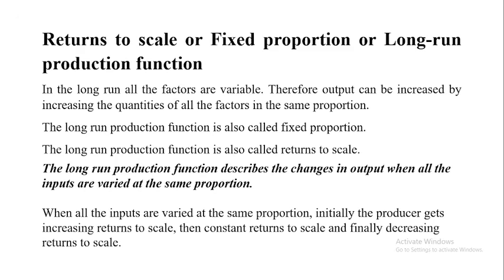And at later stages of production, we will be experiencing decreasing returns to scale. That means when we increase all the inputs in the same proportion, your output will increase at a lesser proportion. That is called decreasing returns to scale. When you increase the inputs by 10%, the increase in output will be less than 10%. That is called decreasing returns to scale.